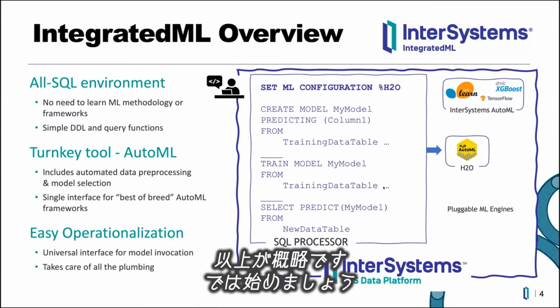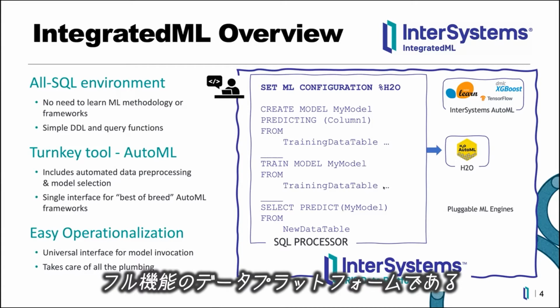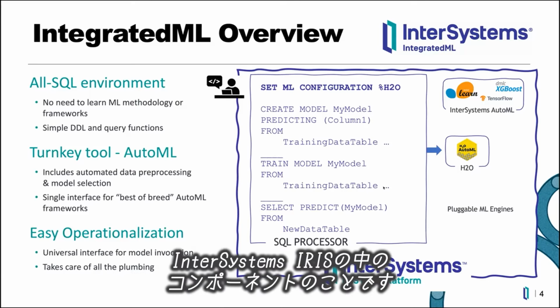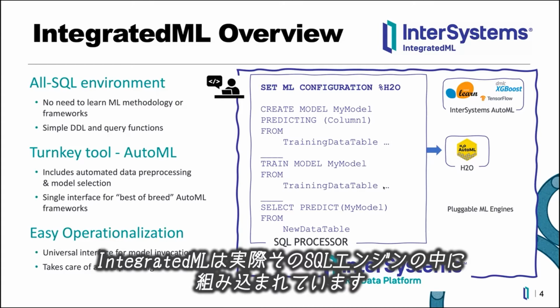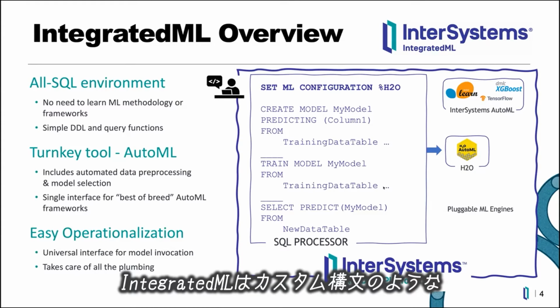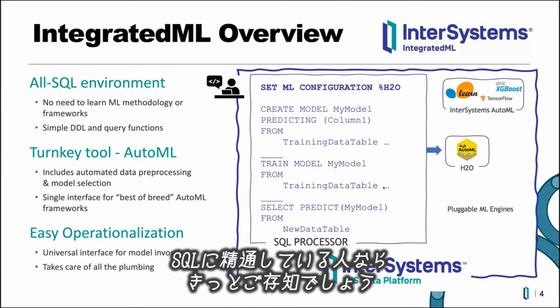So let's get started. I'll talk a little bit about integrated ML. The thing to understand about it is it's a component within InterSystems IRIS, which is a full-featured data platform. One of the big parts of our data platform is a full-featured SQL engine, and integrated ML is actually built within that SQL engine. Integrated ML is really just some simple DDL and query functions that are kind of like custom syntax, but should be very familiar to people who know SQL.